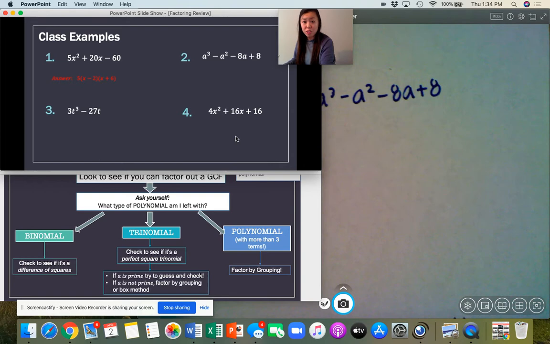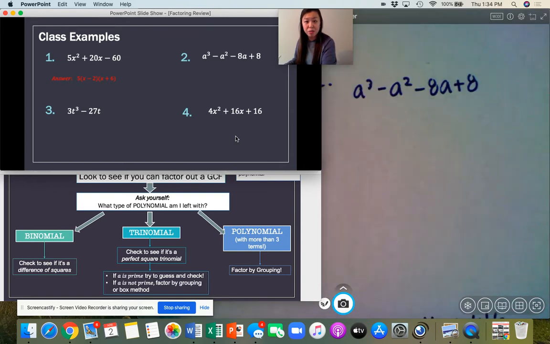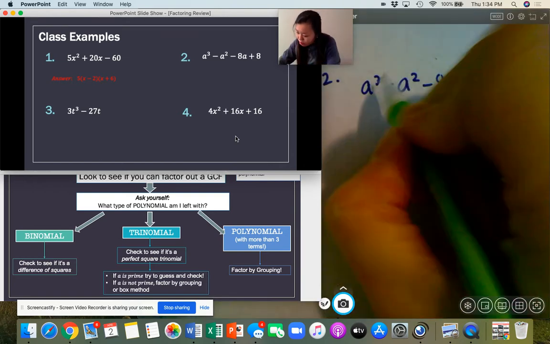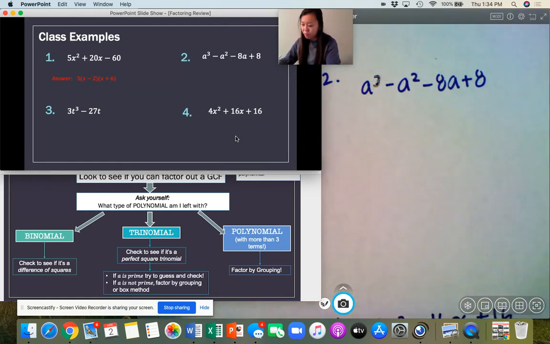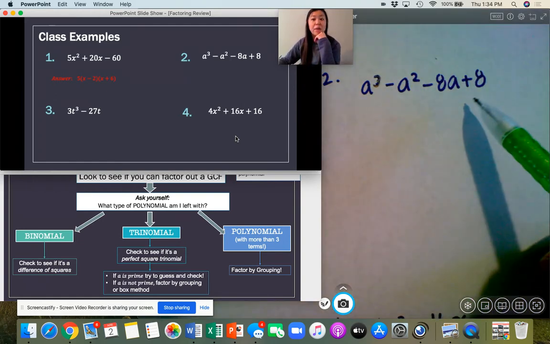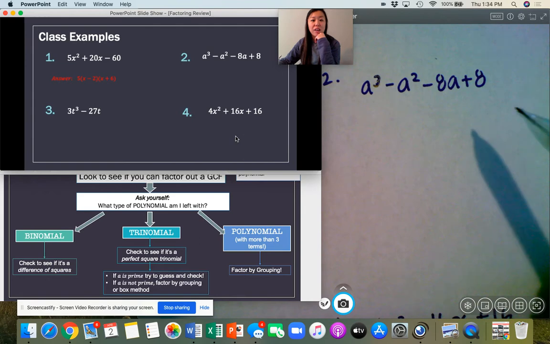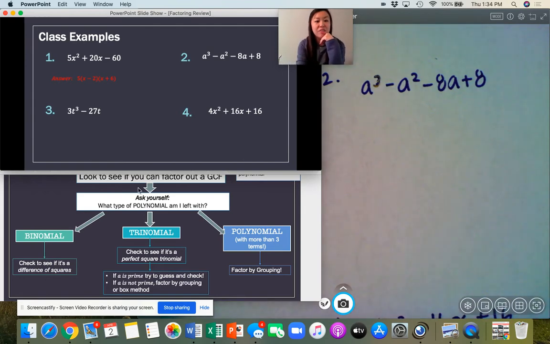All right, number 2, we have a cubed minus a squared minus 8a plus 8. This is a little bit hard to read. So I look at this polynomial. I ask myself, can I factor out a GCF? Nope, they don't all share a common factor. All right, so what type of polynomial am I left with? A binomial, a trinomial, or a polynomial? This is definitely a 4-term polynomial, right?